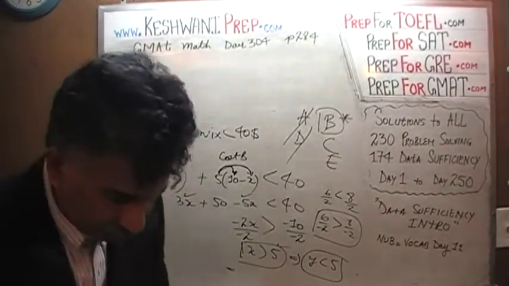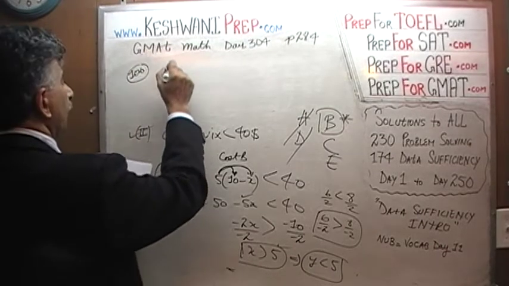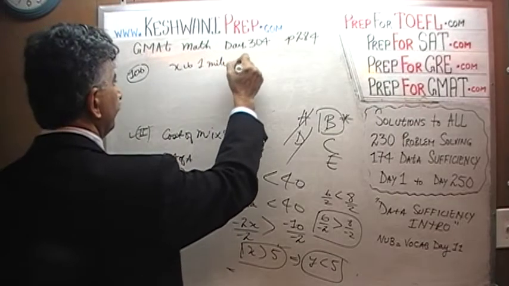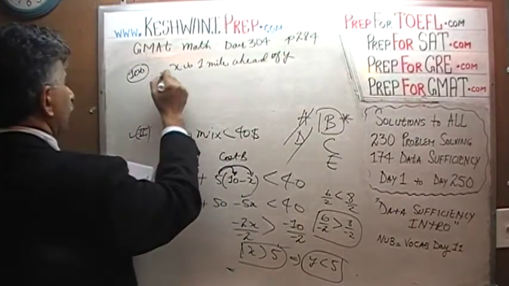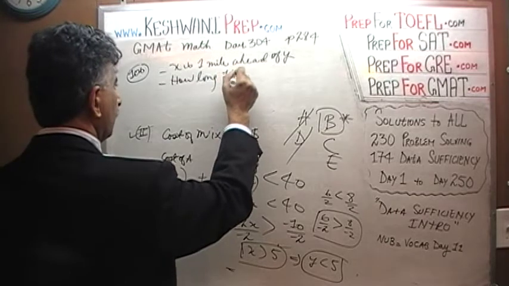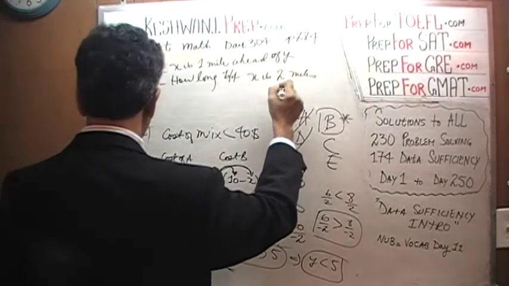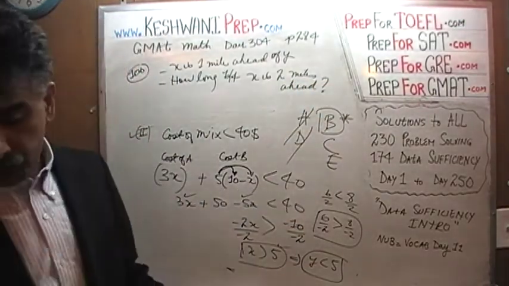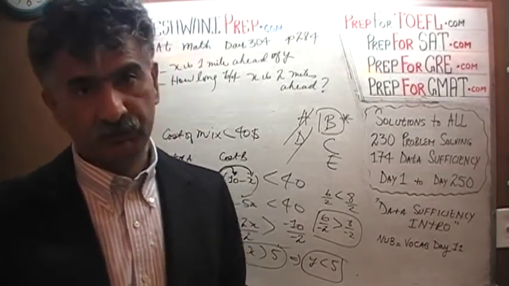Number 106. We are told that x is 1 mile ahead of y. The question is, how long before x is 2 miles ahead? We are told that he is 1 mile ahead of y. How long does it take before he is 2 miles ahead? That's the question. Let's see what they tell us.